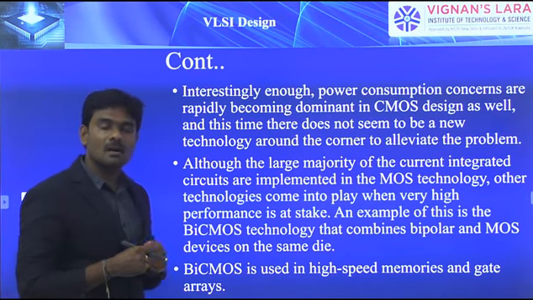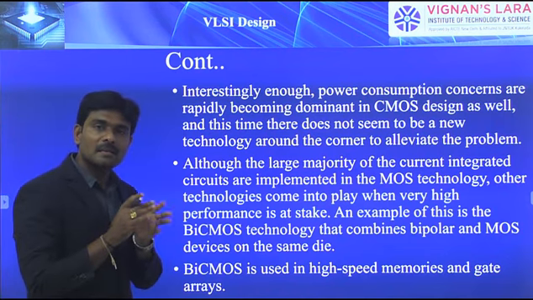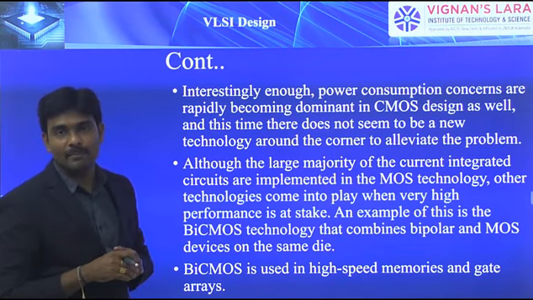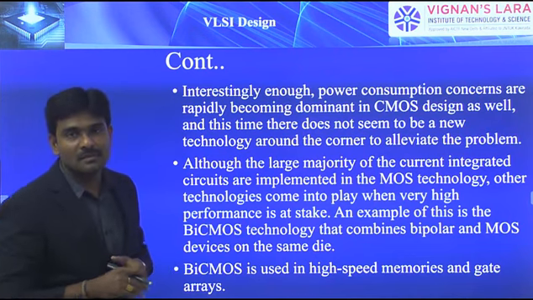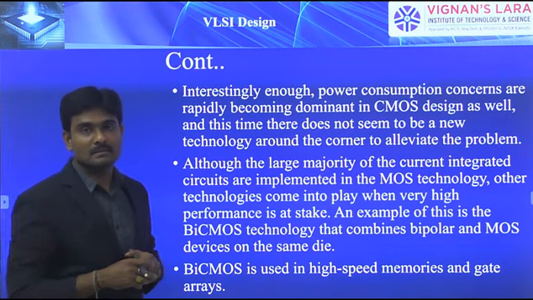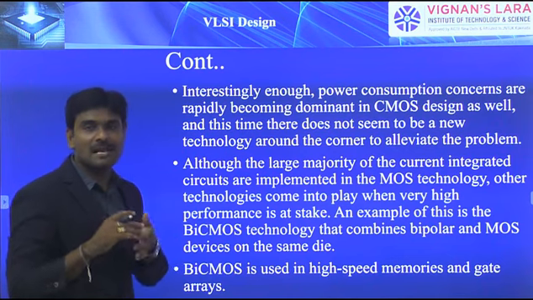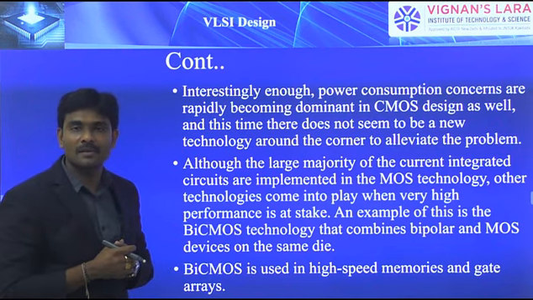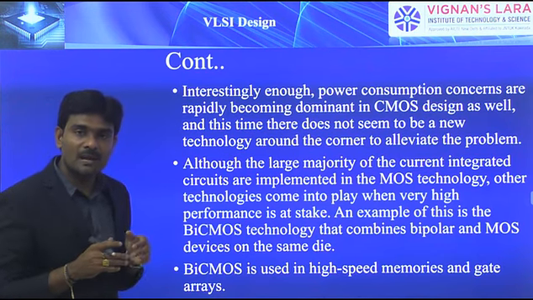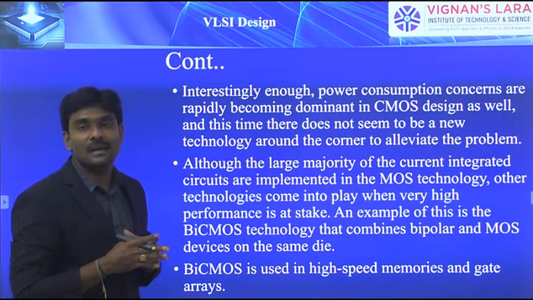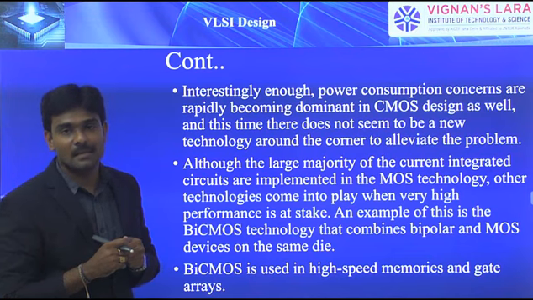For that reason only, I would say majority of ICs, more than 90% of ICs, are made up of CMOS technology only. Then after CMOS technology, one more technology was introduced, which is the BiCMOS. Suppose if I want to get the advantages of both bipolars as well as CMOS, then obviously I have to go for the BiCMOS. In BiCMOS, ICs are realized by combining both bipolar as well as CMOS.